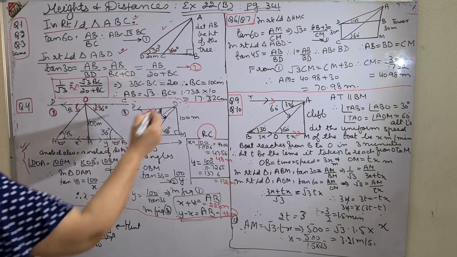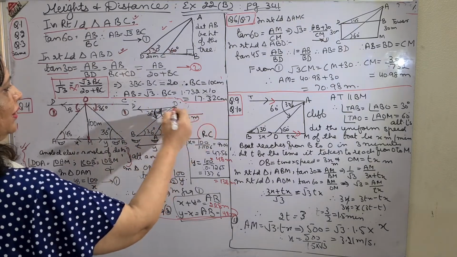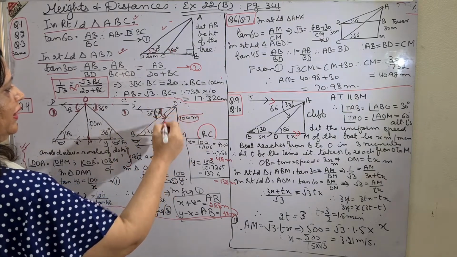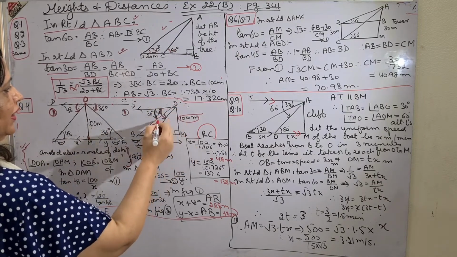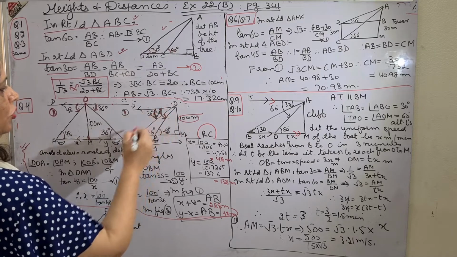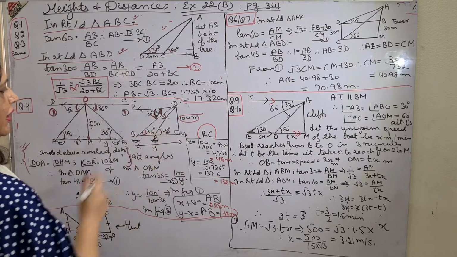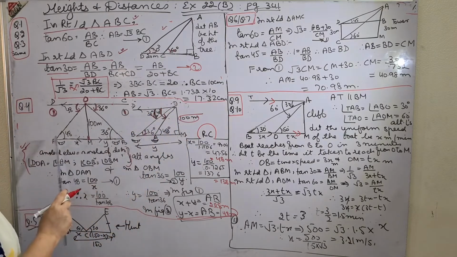Again, a man is standing on the top of the lighthouse, which is 100 meters. The angle of depression is 48 degrees. So angle DOA will be equal to angle OAM, alternate angles. Similarly, 36, so angle OBM is 36, again alternate angles. So in both the cases, you have to find the distance between the ships. That means you have to find the distance between A and B.